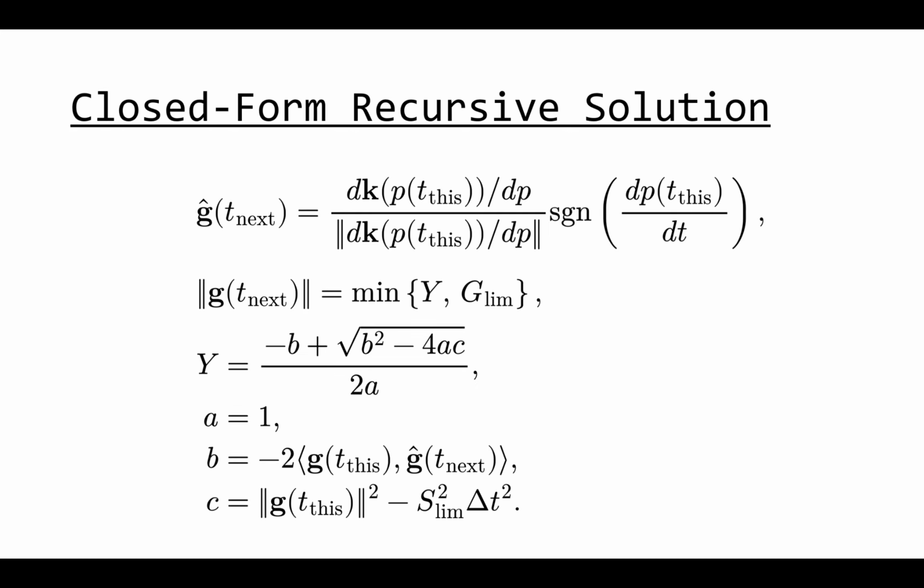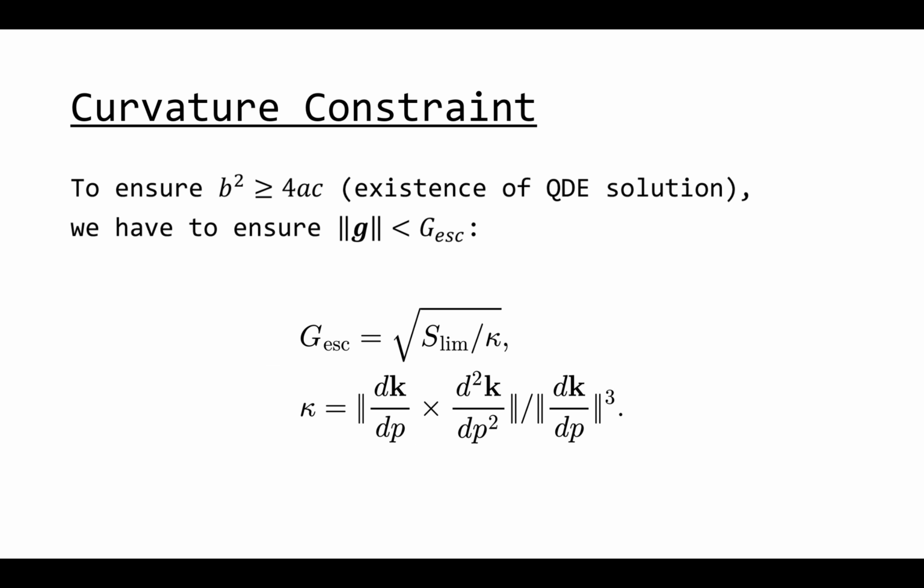Combining the constraints, we got the solution to the next gradient vector, as shown here. We can see that the constraints form a quadratic equation, and here is its root formula. It's a big step in our method, but the next problem is how to make sure the root of the quadratic actually exists. This problem can actually be solved in a kinetic way.